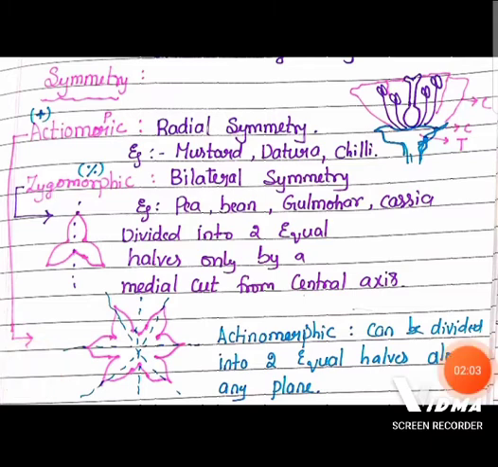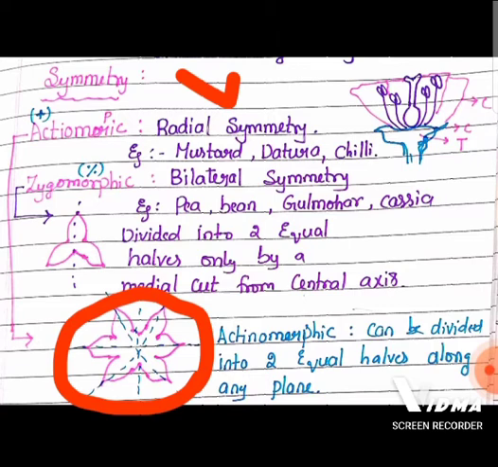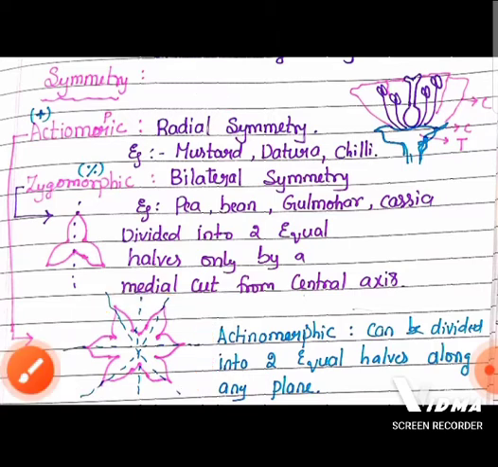Now based on the symmetry, we are going to categorize flowers into three types: actinomorphic, zygomorphic, and asymmetric flowers. First is actinomorphic. This is the representation of an actinomorphic flower, a plus symbol, and it shows radial symmetry, which means that the flower can be divided into two equal halves along any plane. Remember the examples for the exam: mustard, datura, and chili.